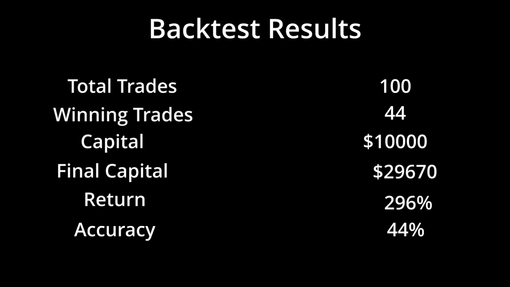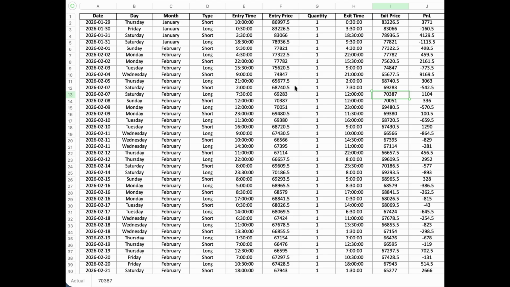Now here's something really important. Out of all the trades, only 44 were winners, while 66 were losing trades. So the win rate was around 40%. But even with that low accuracy, the strategy still ended up profitable because the winning trades were significantly larger than the losing ones.